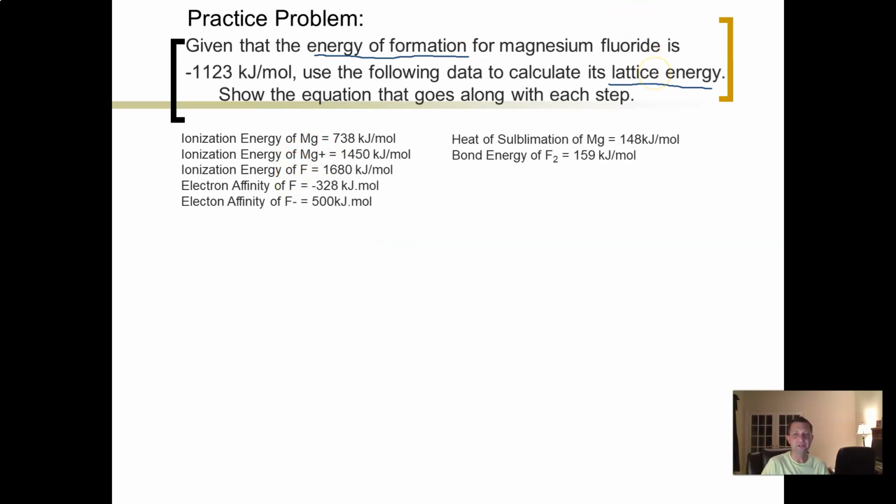Find the lattice energy, write your equations, and have your energy tracker. That's what I usually like to do. Okay, equations here, energy tracker here. Figure out what your answers are. Okay, take a second, pause it, see if you can figure it out.